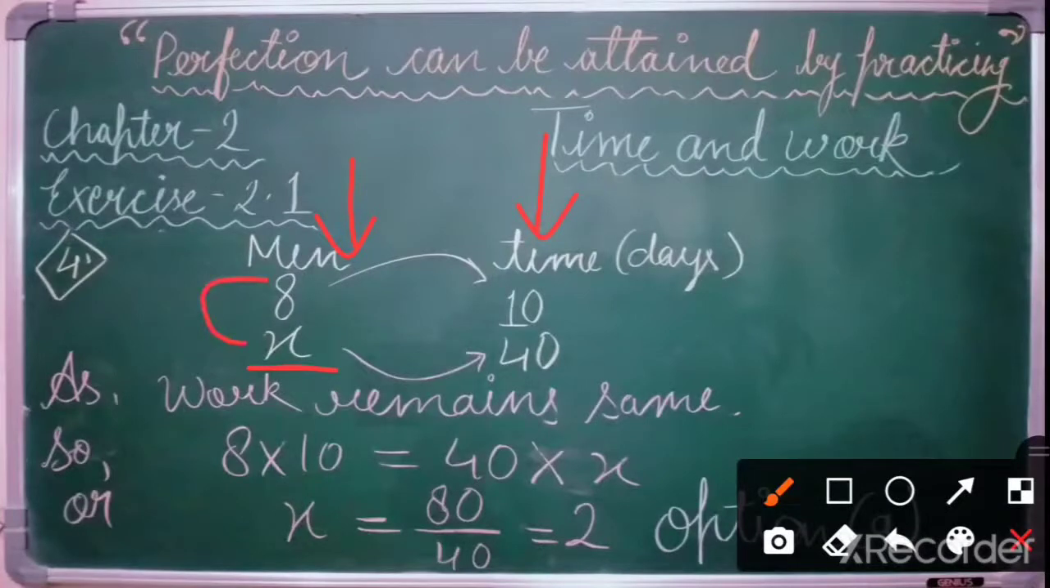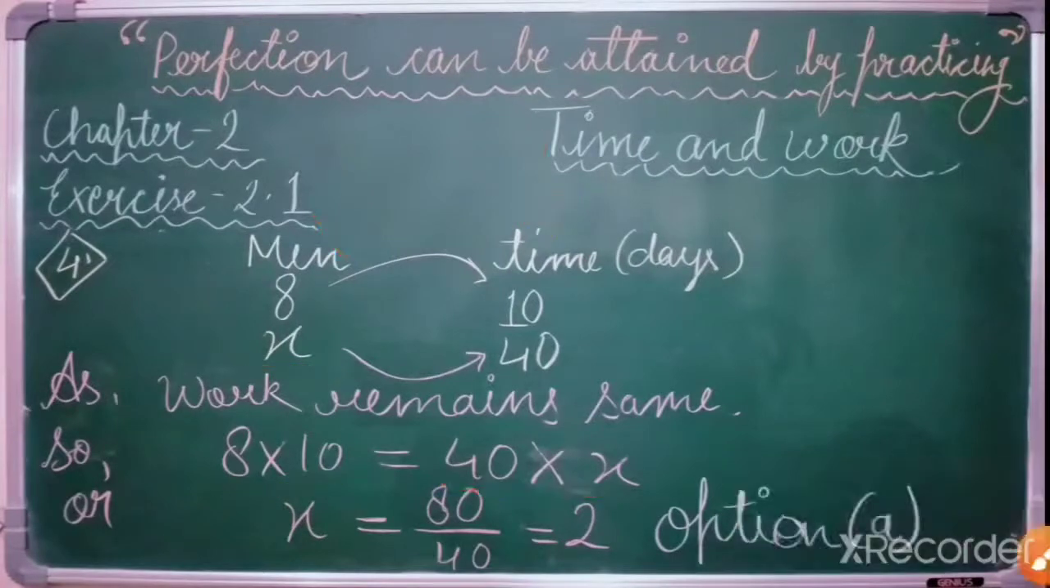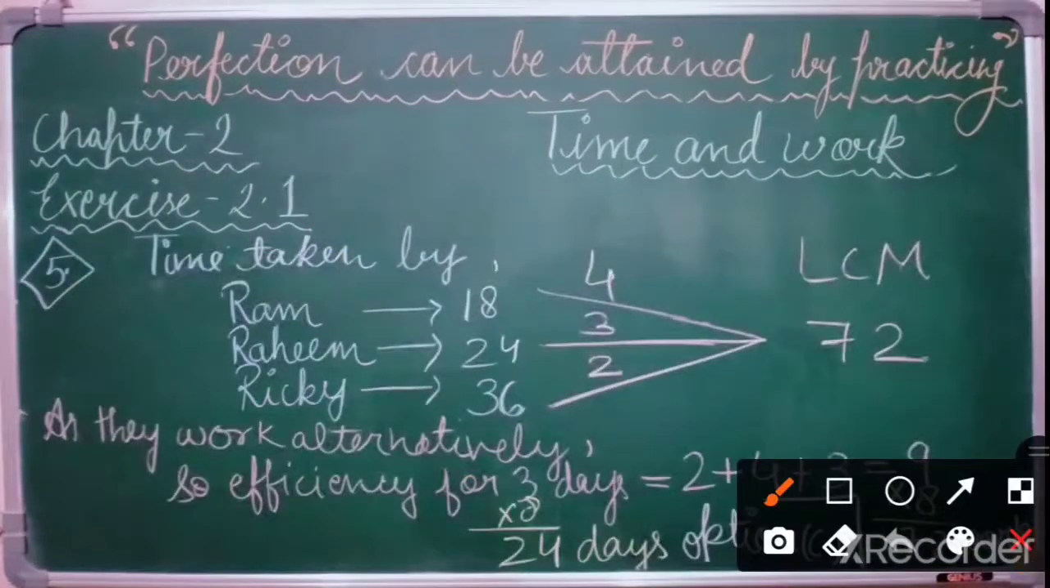Men multiplied by time would be work, and men multiplied by time would be work in the second case as well. So when you multiply, you will get 8 tens are 80 is equal to 40x, or x is equal to 80 by 40, that is 2. So your option A would be your correct answer. Moving to question number 5, that is, Ram, Rahim and Ricky can do a work in 18, 24 and 36 days respectively. If they work alternately each day starting from Ricky, Rahim and Ram, then in how many days will it take to complete the work?